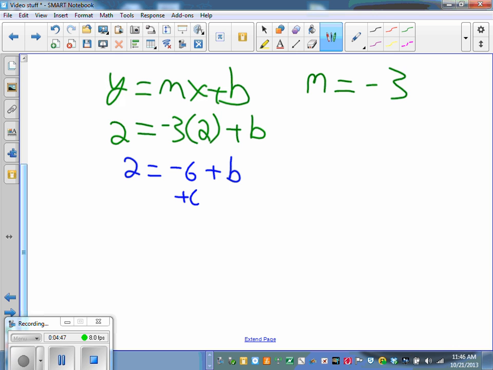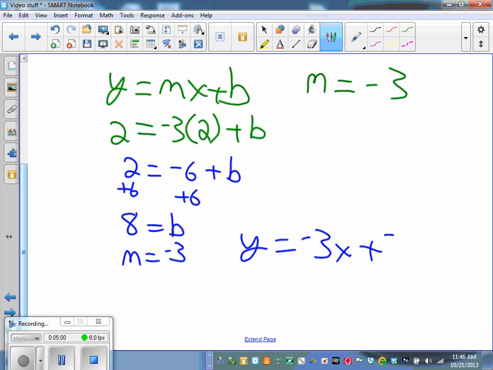And then we're going to add 6 to both sides. So we have 8 equals b. So my b is 8. My slope, my m, is negative 3. So y equals negative 3x plus 8.